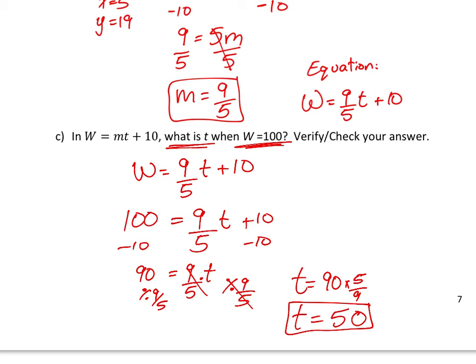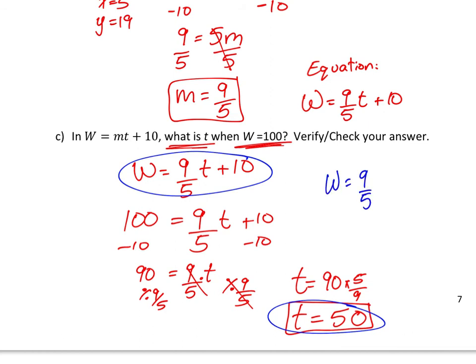To verify or check your answer, sub 50 back into the original equation and solve it for w, see if it gives you 100. So 9/5 times 50 plus 10. And you can go ahead and just calculate that. So multiplication first and then your addition, and make sure w equals 100 to check your answer.